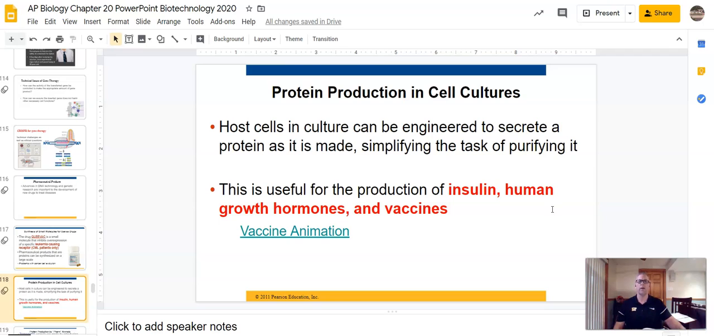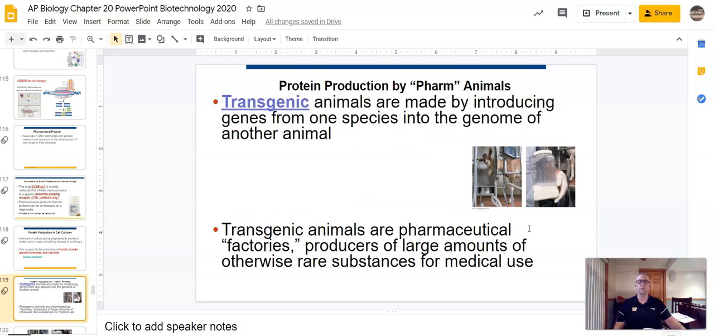We've also talked about using cell cultures to make large quantities of certain products. This has been going on for some time. Probably the biggest products that are made would be insulin as well as growth hormones. And we also use it in some of the vaccine production.